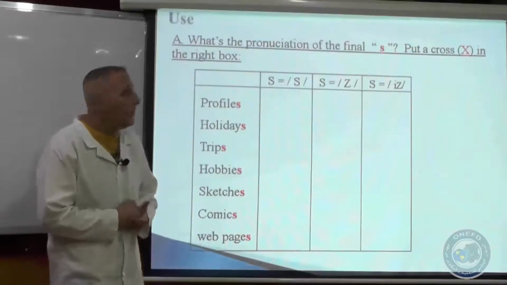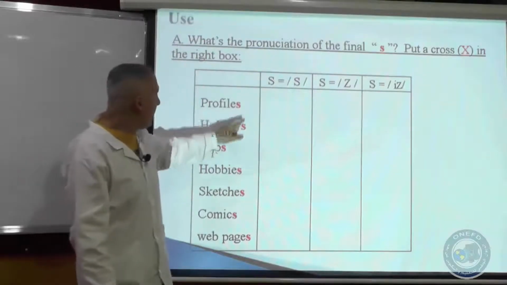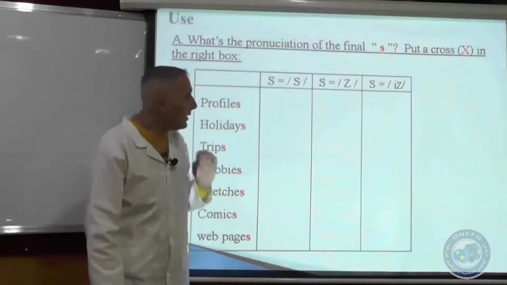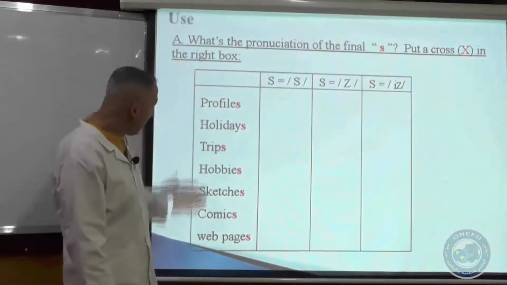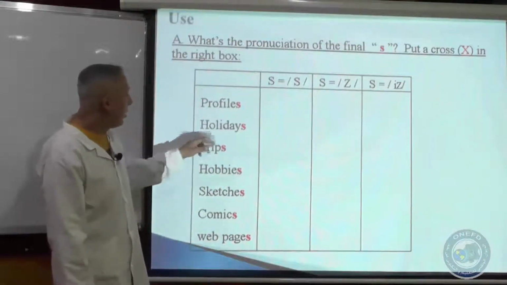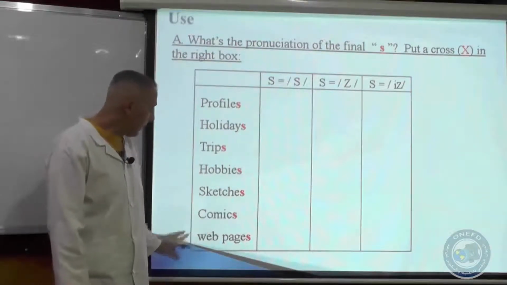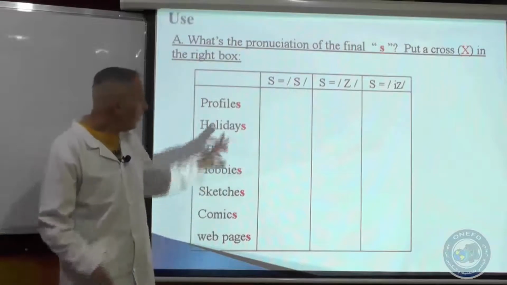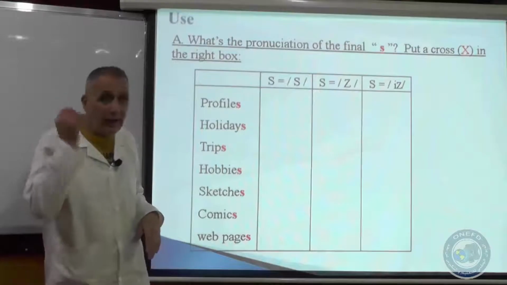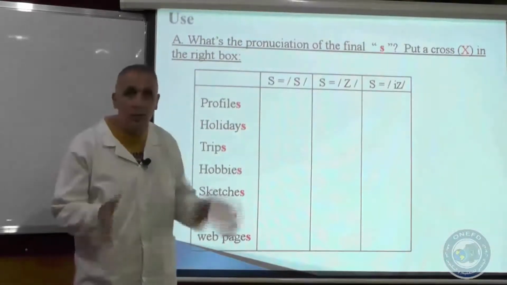Now, let's practice. Task 1. What's the pronunciation of the final S? Is it S, Z, or "iz"? Here are some words without S: profile, holiday, trip, hobby, sketch, comic, web page. You read them with the S and you try to identify the correct sound of the final S. Do the task.